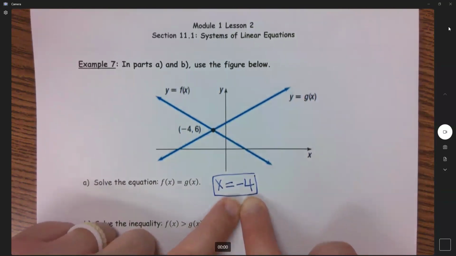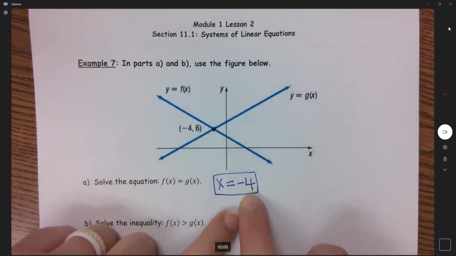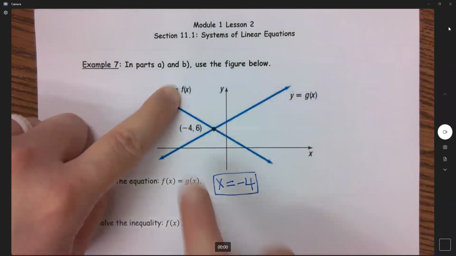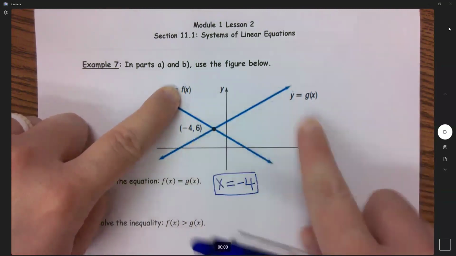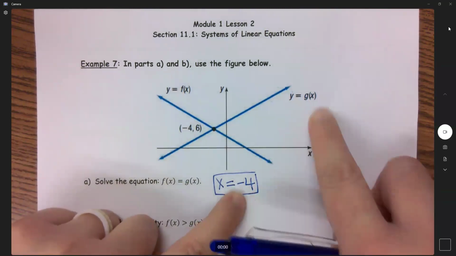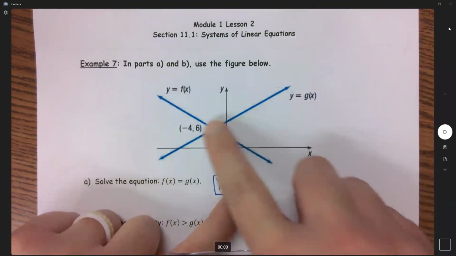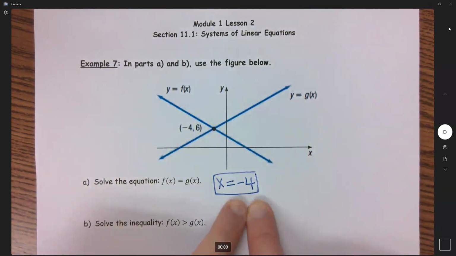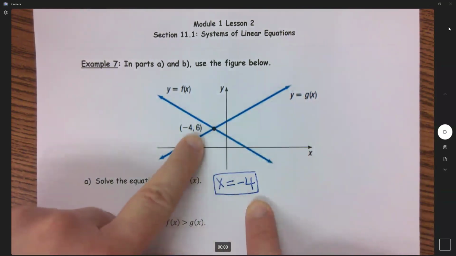We only use this x value because when we plug in -4 into our f of x function, whatever that function may be, I'm going to get that 6. When I substitute -4 into my g of x function, I'm also going to get 6. So this is where they are equal. When my x equals -4, they both equal 6.